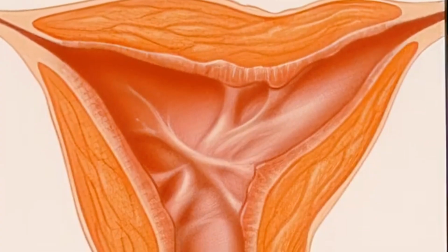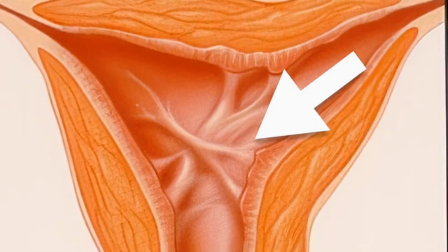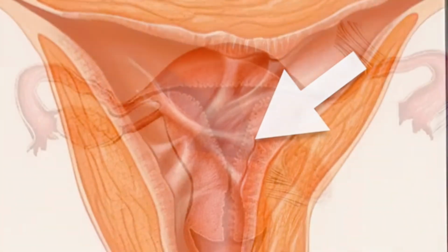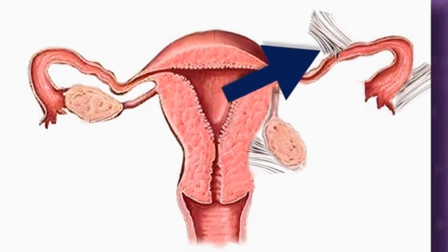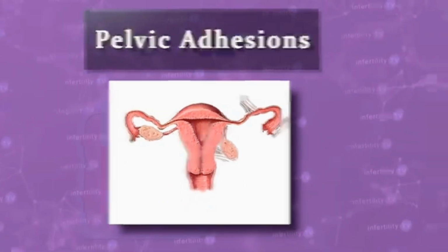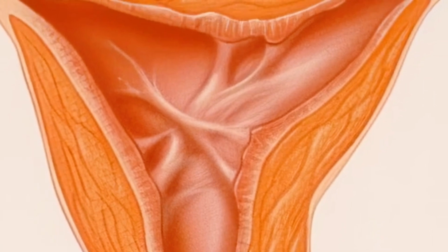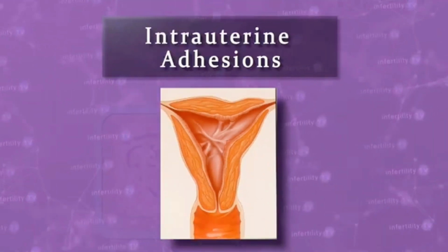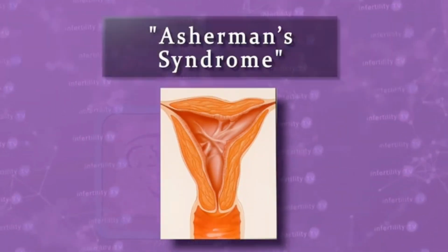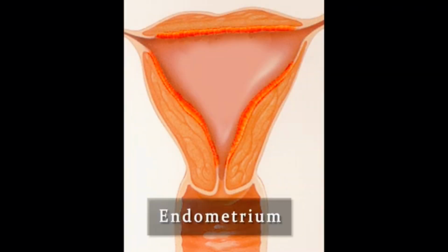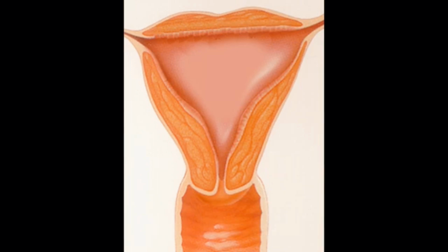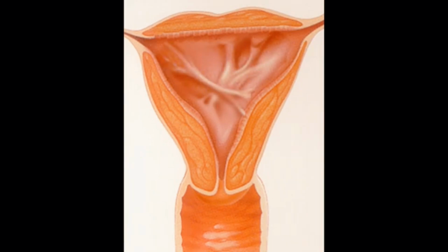Today, we are talking about scar tissue inside the uterus, which is completely different from scar tissue outside of the uterus. Scar tissue outside of the uterus is referred to as pelvic adhesions. Scar tissue inside of the uterus is called intrauterine adhesions. You may also hear it referred to as Asherman syndrome. The inside of the uterine cavity is lined with a layer of special cells called the endometrium. In certain situations, these cells can be damaged or destroyed, causing scar tissue to be left behind.